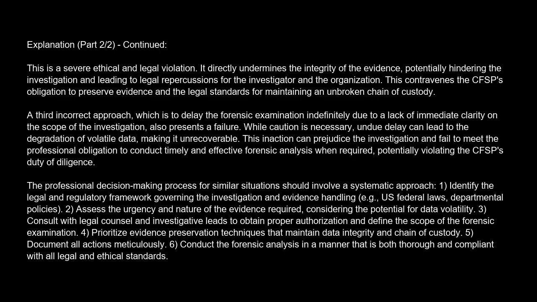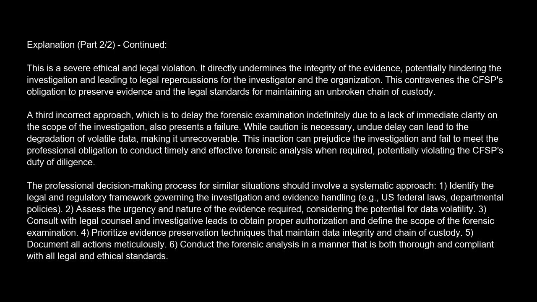The professional decision-making process for similar situations should involve a systematic approach. 1. Identify the legal and regulatory framework governing the investigation and evidence handling, e.g., U.S. federal laws, departmental policies. 2. Assess the urgency and nature of the evidence required, considering the potential for data volatility. 3. Consult with legal counsel and investigative leads to obtain proper authorization and define the scope of the forensic examination.